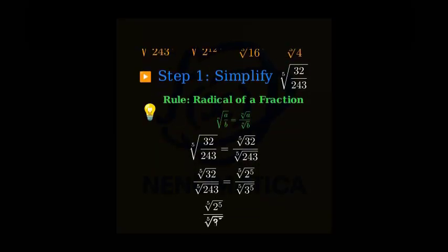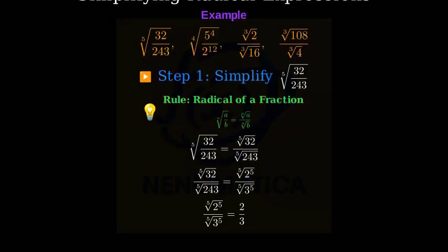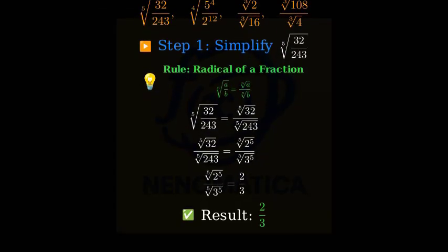When we have the nth root of a number raised to the nth power, the result simplifies to just the base. So the fifth root of 2 to the fifth equals 2, and the fifth root of 3 to the fifth equals 3. So our final answer is 2/3.